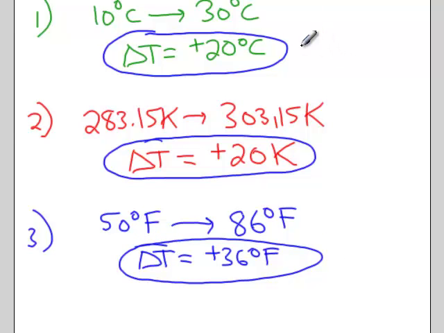So delta T will be the same whether I use degrees Celsius or whether I use Kelvin. Those two will be the same. It's not the same if I'm using Fahrenheit. This is going to come into play later on. If you're working a problem, which we will, with delta T's, you have to be very careful which delta T you're using.